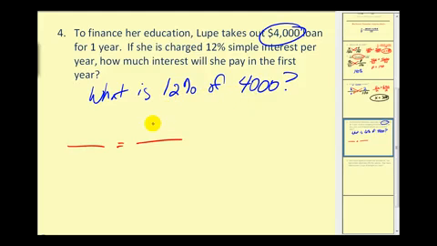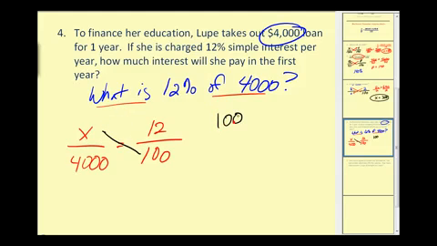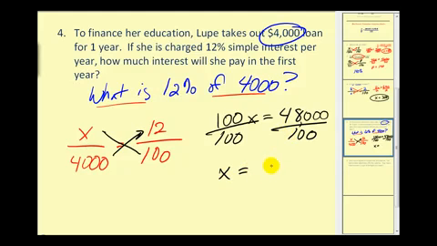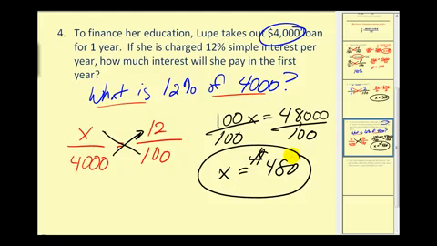We have our percentage, that will be 12 over 100. And remember, it's is over of. We don't know the number associated with is, or the part, so that will be our unknown. But we do have the of, or the whole, which is 4,000. Cross products, 100x equals 4,000 times 12 will equal 48,000. Divide by 100. X equals 480. So she will pay $480 interest for that first year.